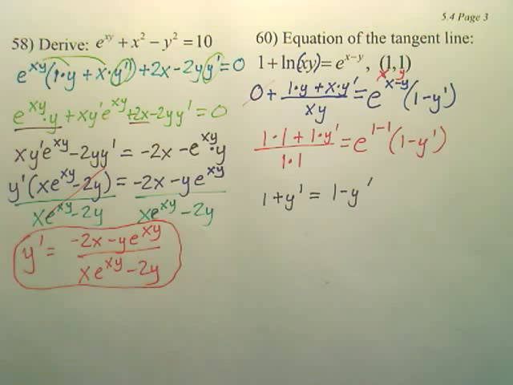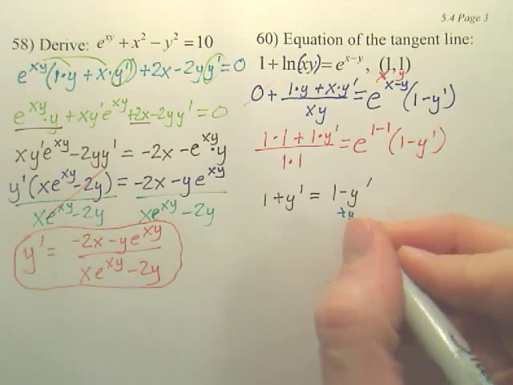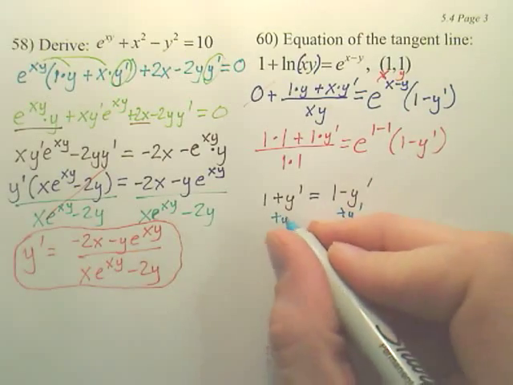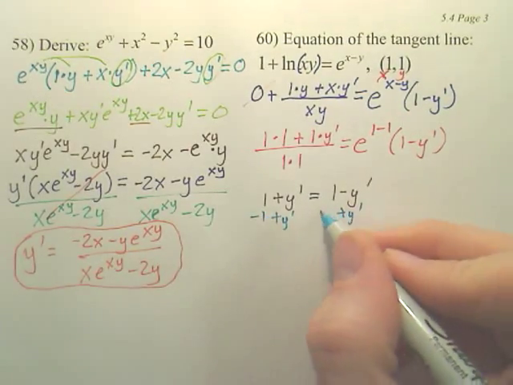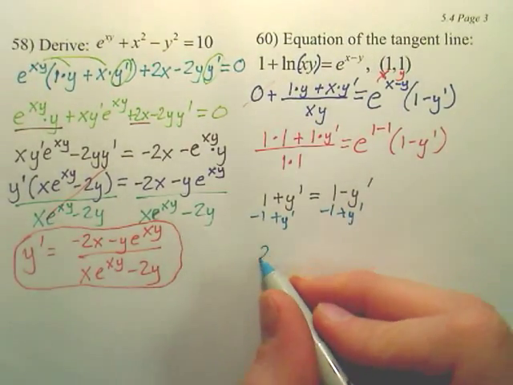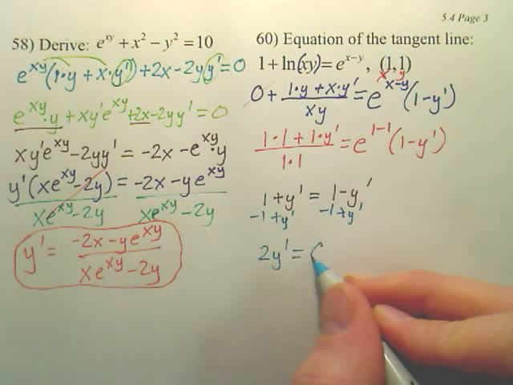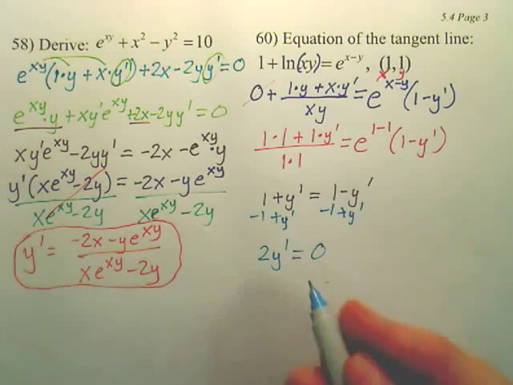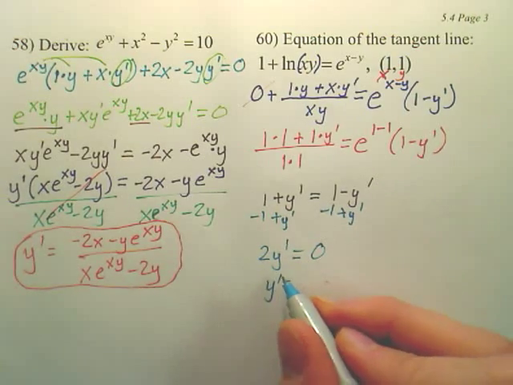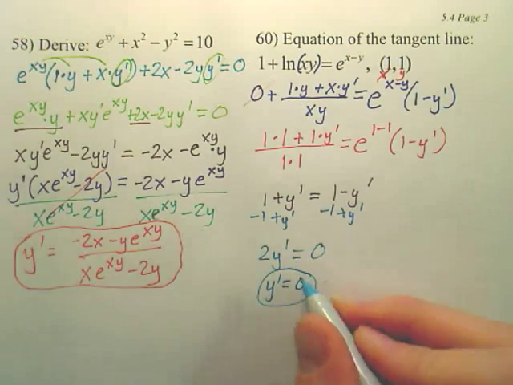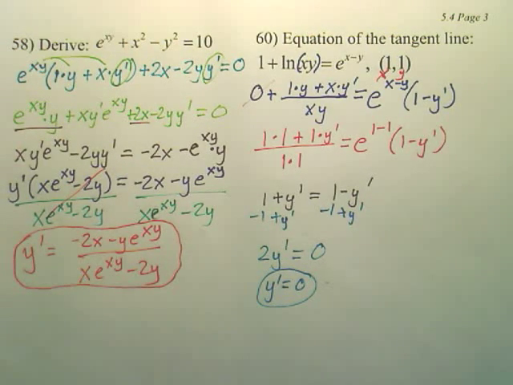Okay, let's get the y primes over. So we're going to add the y prime this way. I'm going to minus this 1 this way. So we have 2y prime equals 0. So that would be y prime is also 0. So my slope is 0.